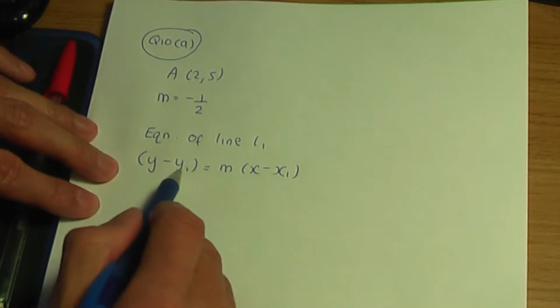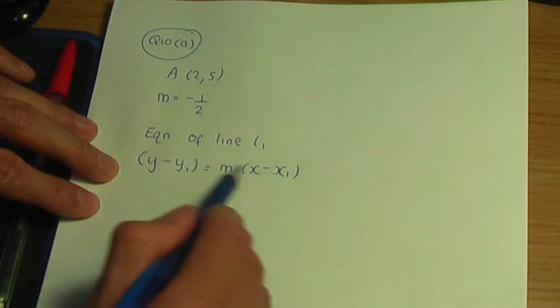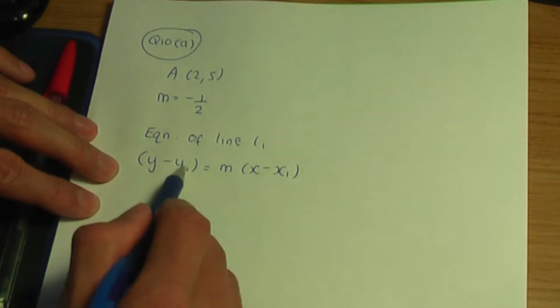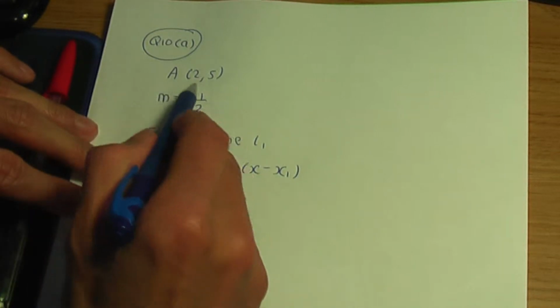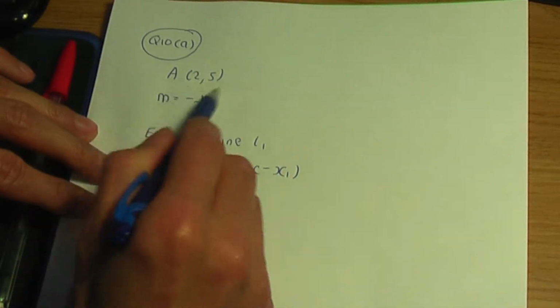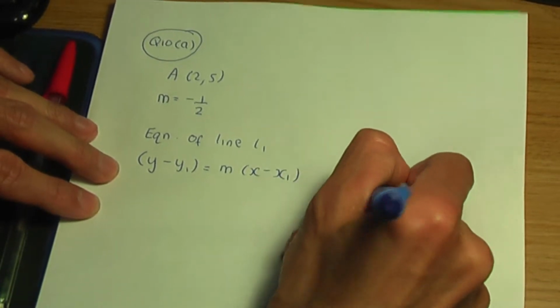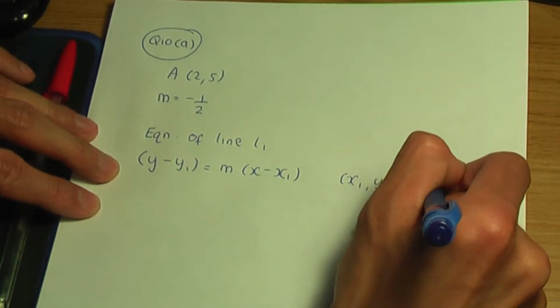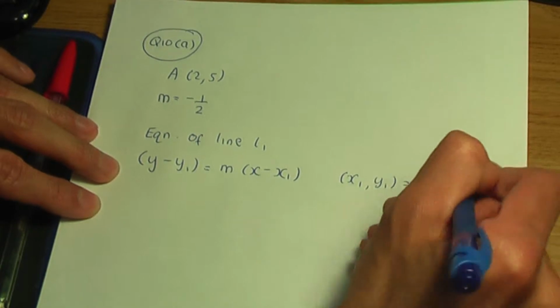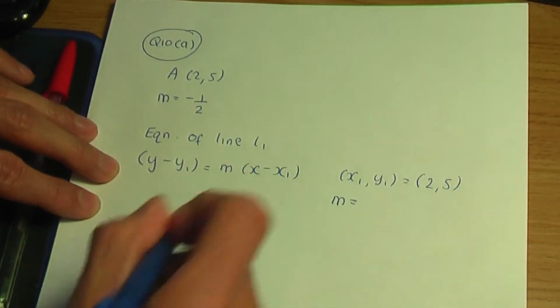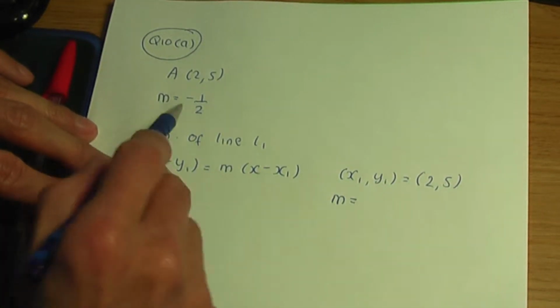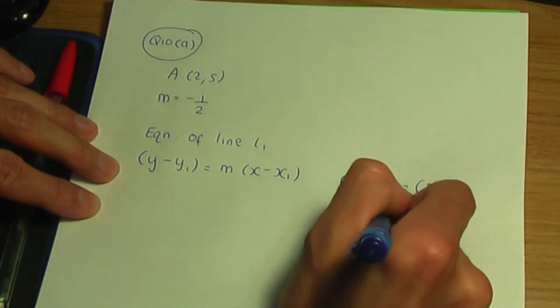Now, looking at this formula, x1 and y1 are the coordinates of the points where the line passes through. So the line L1 passes through A. A has coordinates 2 and 5. So x1 and y1, let's make a note, 2 and 5. As for m, m is the gradient of this line. M is minus half.